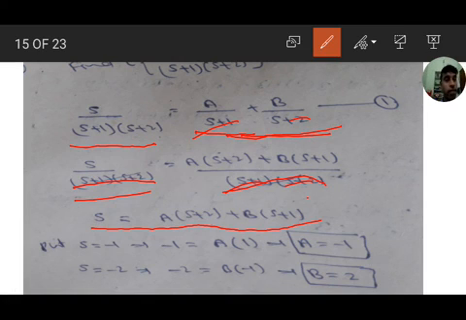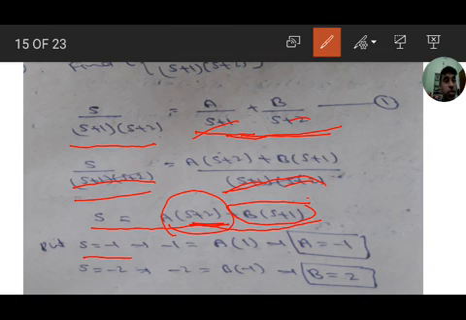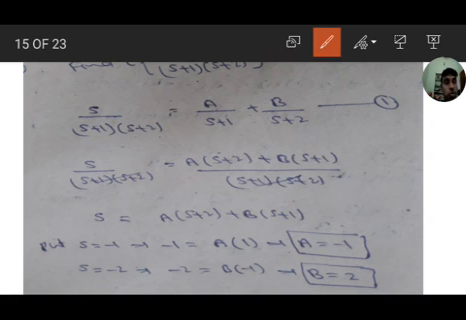So to get a value, b must be 0. So s equal to what? (s plus 1) is there, s equal to minus 1. To get b value, a must be 0. (s plus 2) is there, means s equal to minus 2. So to get a value, we need to substitute s equal to minus 1. To get b value, we substitute s equal to minus 2.